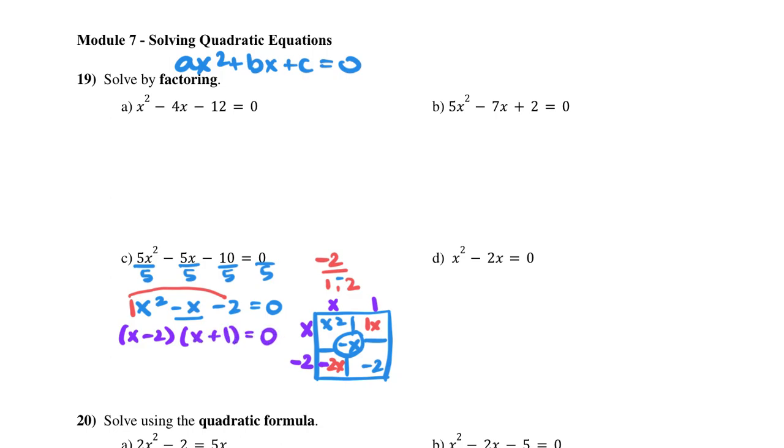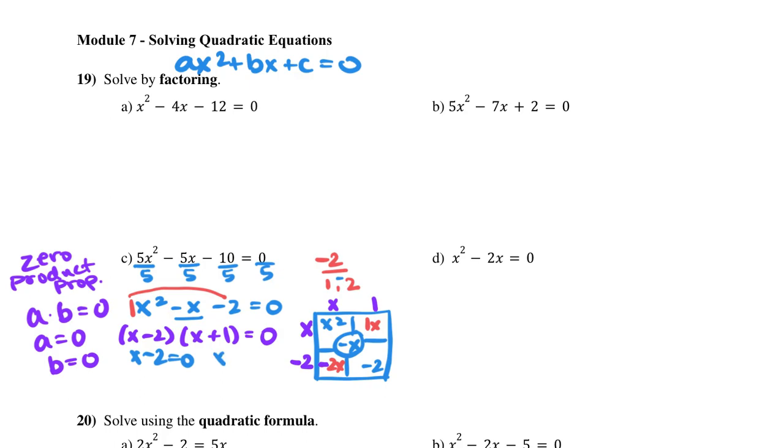So now I can rewrite standard form in factored form, and I have x minus 2 and x plus 1 equal to 0. A product of two things multiply to 0. I know that one or both of those things must be equal to 0. We call that the zero product property, and that's what we're using to solve this. If x minus 2 times x plus 1 equals 0, then either x minus 2 has to equal 0 or x plus 1 has to equal 0 or both.